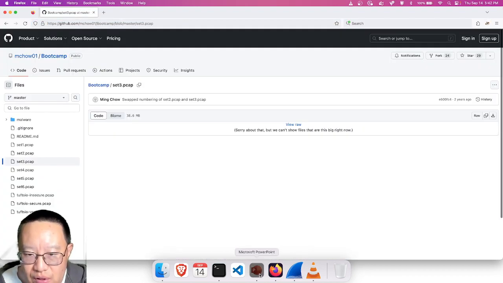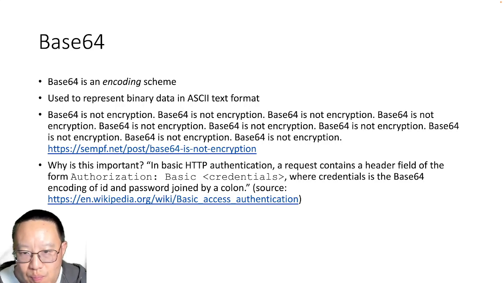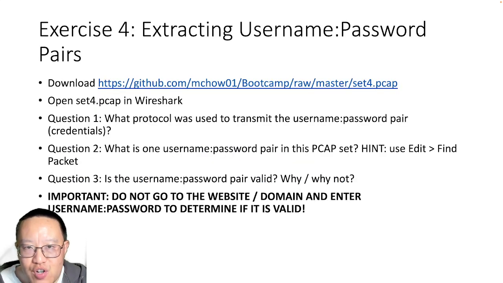Why do you need to know this? This point right here. You want to do a search for Authorization: Basic, and then you see a Base64 encoded string as the credential. That will be where the username and password will be. Let's play Wall of Sheep.